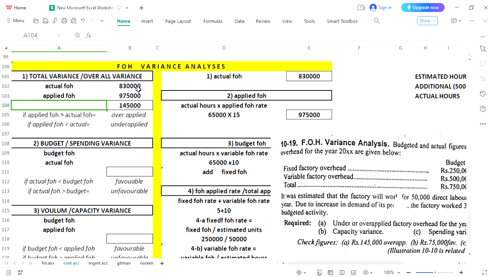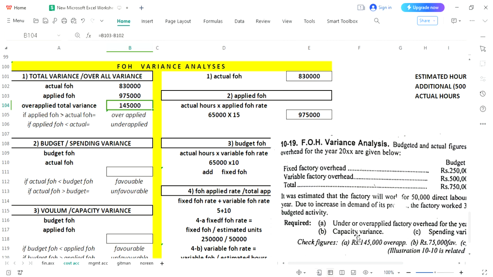It's time to conclude it. For this we will be focusing upon applied FOH. If applied FOH is more, that is applied FOH is 97, actual is 83, it means applied is more. So it would be called over applied, total variance, and that is 145,000.